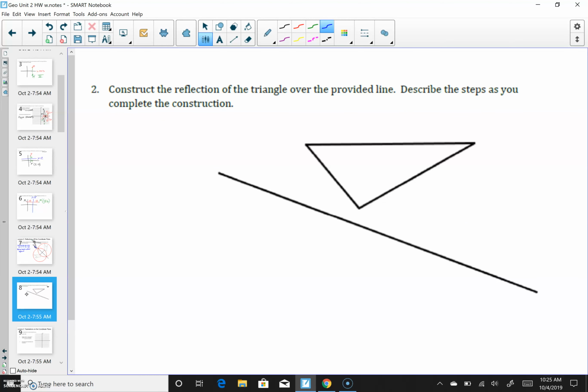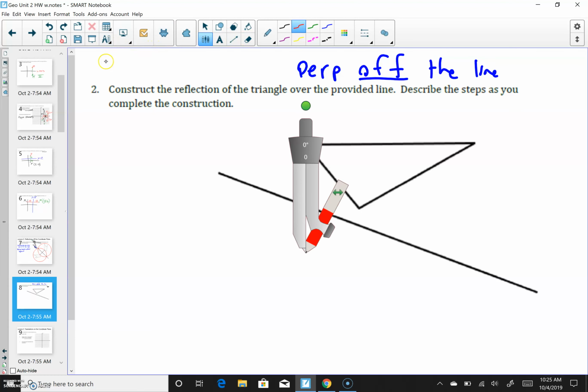For the second one now, they've given us the original shape, the pre-image, and they've given us the line of reflection, and now we want to find our image. So for that, we're going to do perpendicular from a point off the line. And I'll color coordinate these to try to get them as clear as possible.